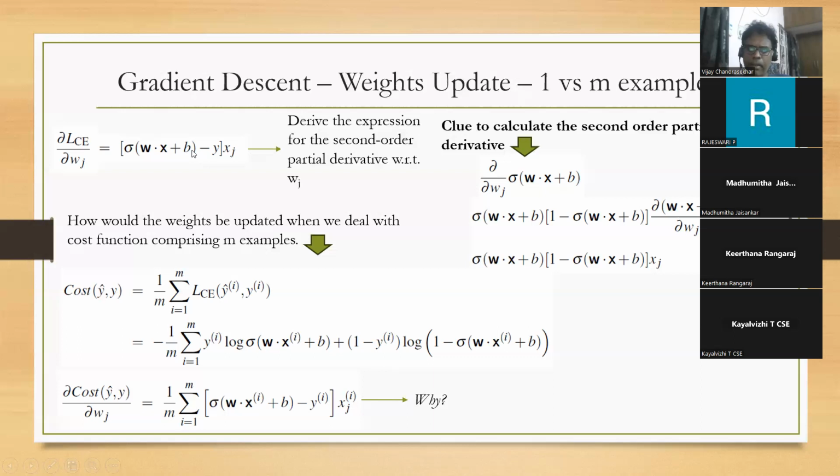We see x1 square into y cap into 1 minus y cap. You mean xj square, you mean, Ilya? Yes. Xj square into y cap into 1 minus y cap. Okay. Yeah. I think you're right. Anyone else? Anyone else who got the same answer as Kirtana got?